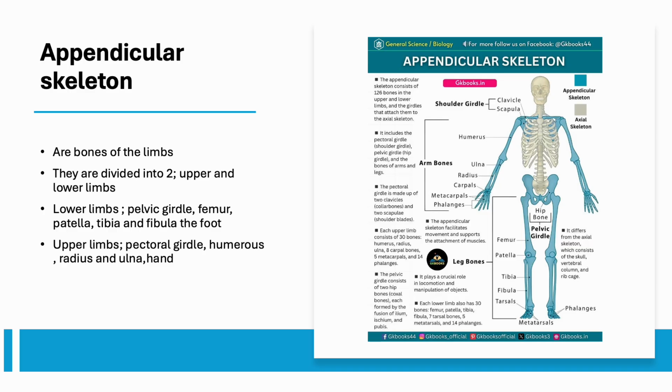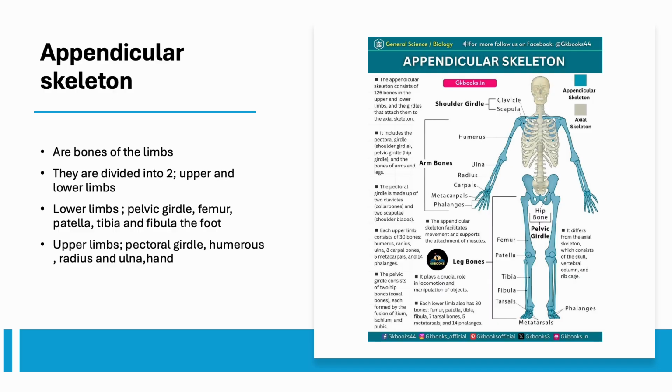the appendicular skeleton, which is divided into two: the upper and lower limbs. The lower limb has the pelvic girdle, femur, patella, tibia, and fibula. Then we also have the bones of the foot. We also have the upper limb that has the pectoral girdle, humerus, radius, ulna, and the bones of the hand, which is the palm.